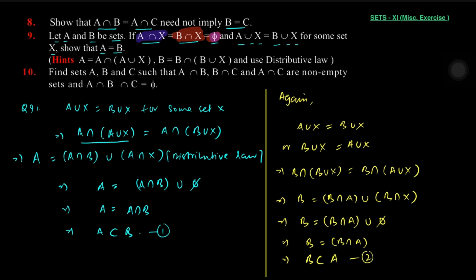So this is second. So from first and second, we have that A is a subset of B and B is a subset of A. This is only possible if set A is equal to set B. So this is what we needed to prove. Question number 10.